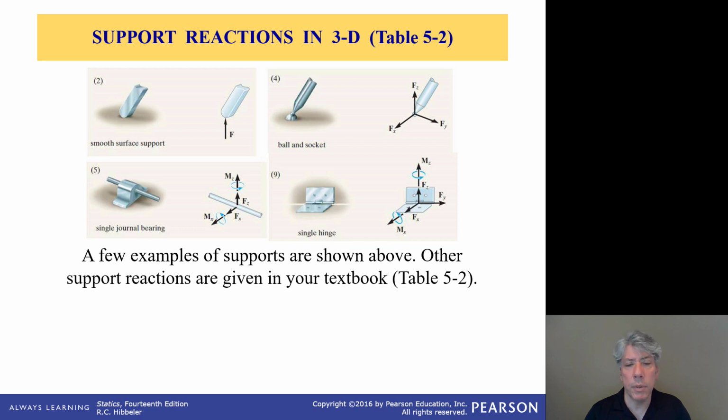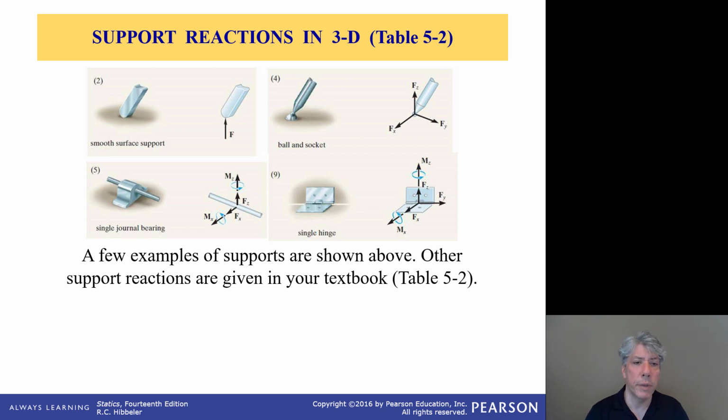Case 4, for example, is a ball and socket. A ball and socket can pivot around. It has no resistance, for all practical purposes, to moment in any direction. And so the only types of reactions that can occur at the ball and socket joint are force reactions in all three directions.